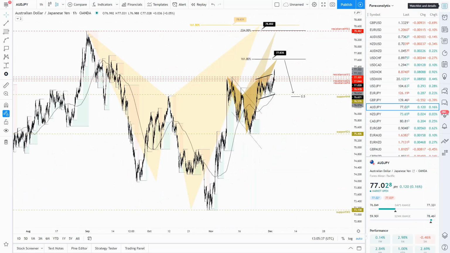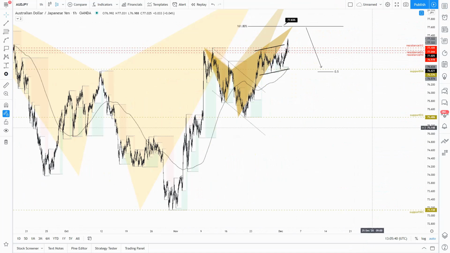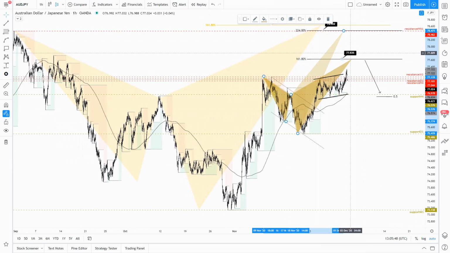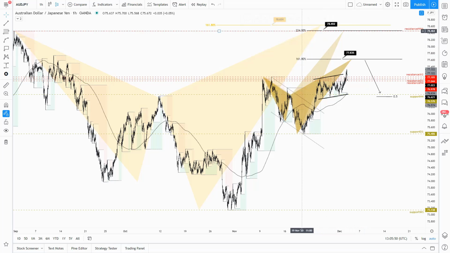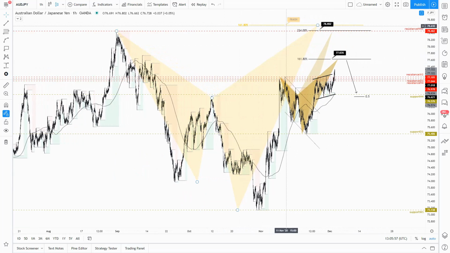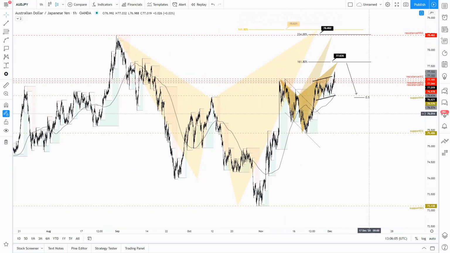Australian dollar versus the yen. I shared this yesterday. We are still threatening that weekly fractal. I projected shark patterns above, between 161.77 and 224 at 78.49, converging with this major bearish shark pattern completion point right above the monthly fractal also. So let's stay tuned for the Australian dollar versus the yen.